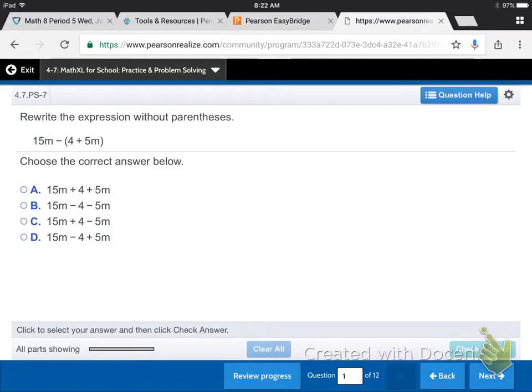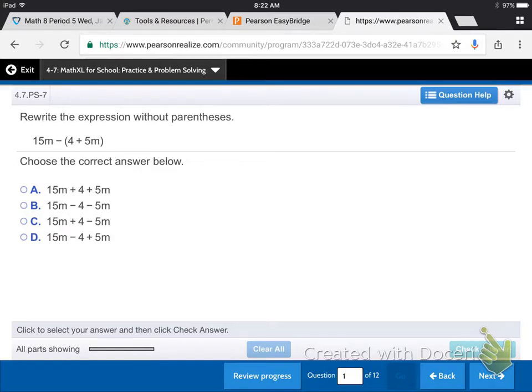Okay, boys and girls, today we are going to talk about subtracting expressions. Last week we learned how to identify like terms and to add like terms together. Today we're going to be subtracting them. So without further ado, let us get started.